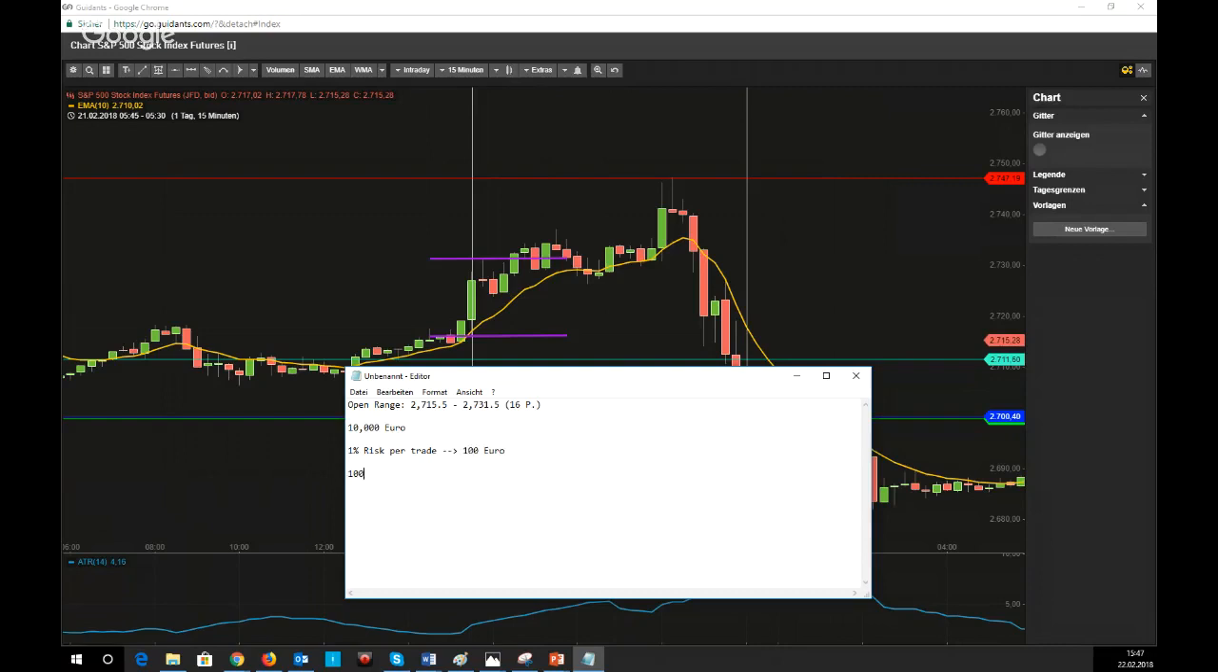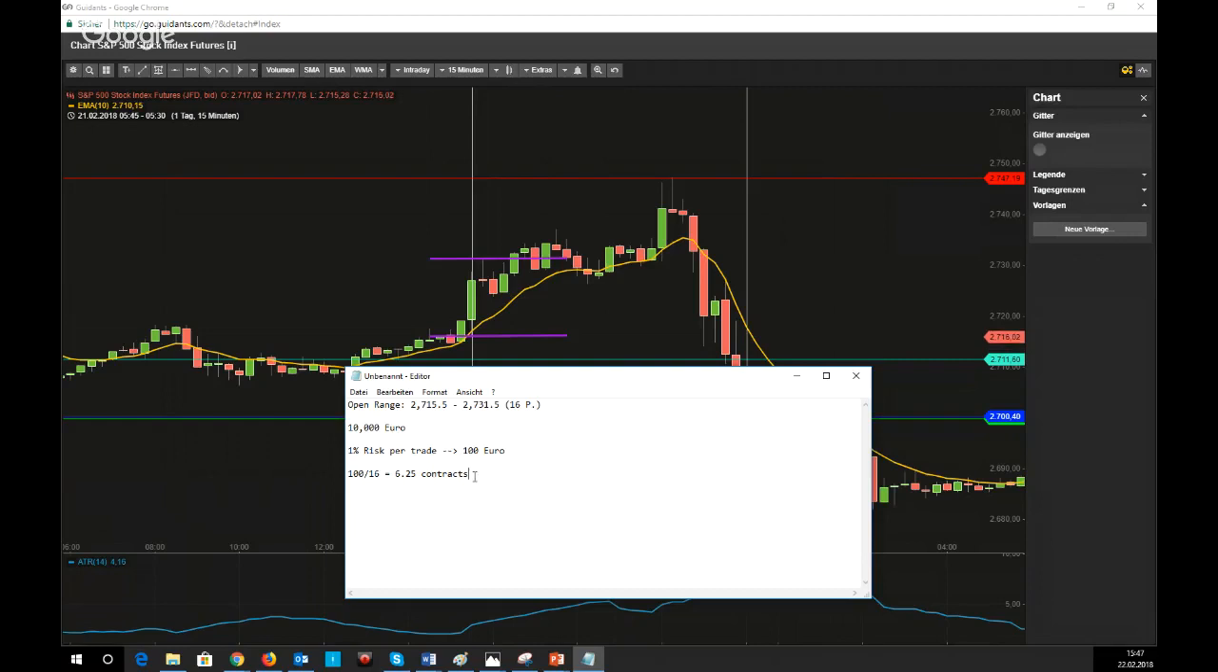So now we divide those 100 euros through those 16 points and get 100 divided by 16, 6.25 contracts. Why is it possible to trade this? Well, thanks to the so-called micronization. So, for example, JFD is offering micro lots, which makes it possible to trade as low as 0.1 S&P here in this case. Now, you're trading 6.25 contracts.